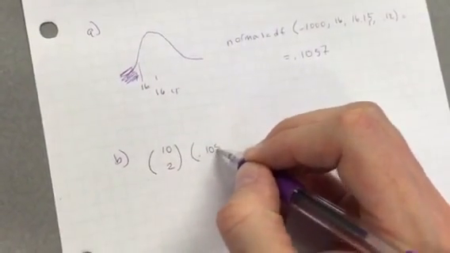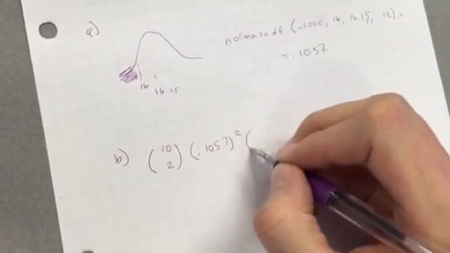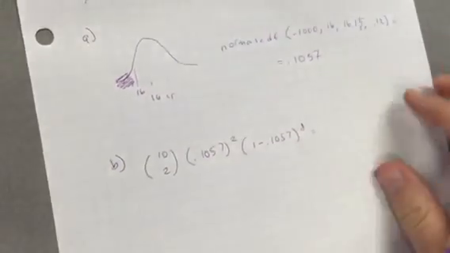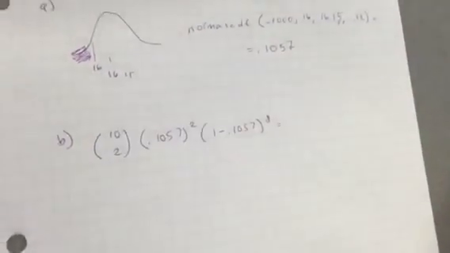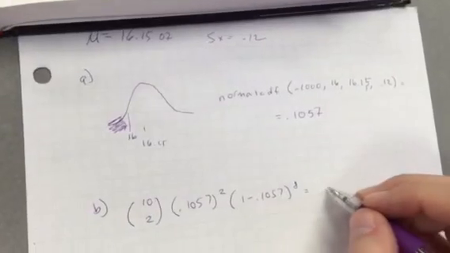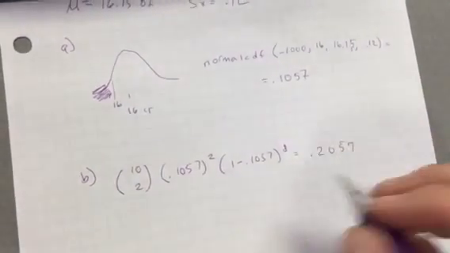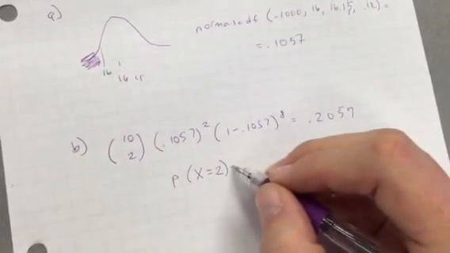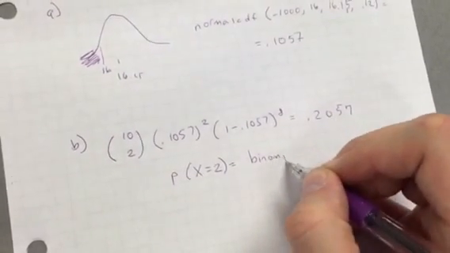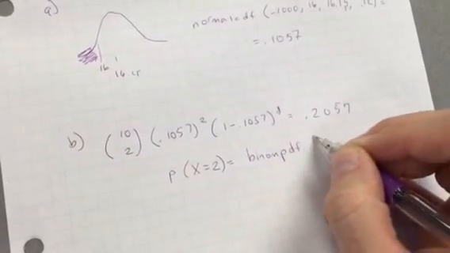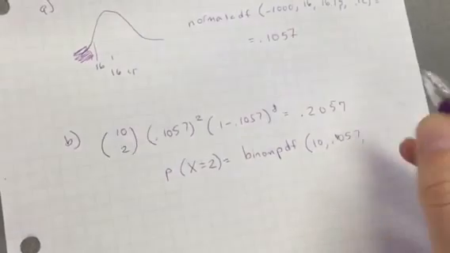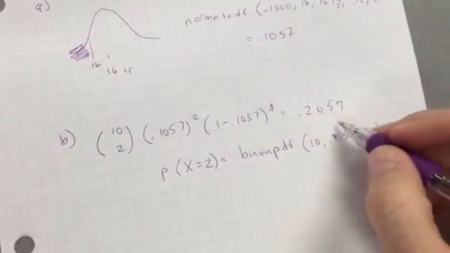Success is 0.1057 squared versus failures, 1 minus 0.1057 to the 8th is going to give me the answer for this, and it is going to be 0.2057. Can I use my calculator for this? Sure. I'm finding the probability of exactly 2 successes. So that equals binomial PDF of 10 trials, 0.1057, and there are 2 successes we desire. Guess what? I'm going to get that, 0.2057.